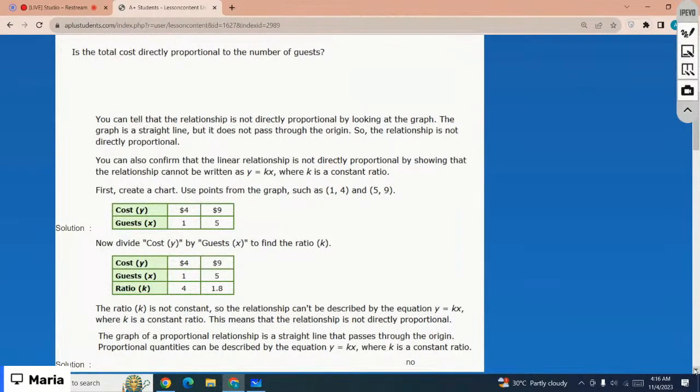You can also confirm that a linear function is not directly proportional by showing that the relationship cannot be written as y equals k times x. The ratio k is not constant, so the relationship cannot be described by the equation y equals kx, where k is a constant. The graph of a proportional relationship is a straight line. That is very important. The graph of a proportional relationship is a straight line that passes through the origin. Proportional quantities can be described by the equation y equals kx, where k is a constant. Got it? So for the graph to be proportional, it must be a straight line passing through the origin.